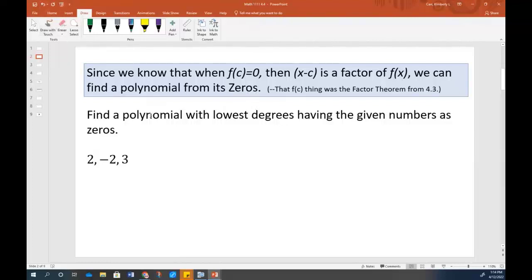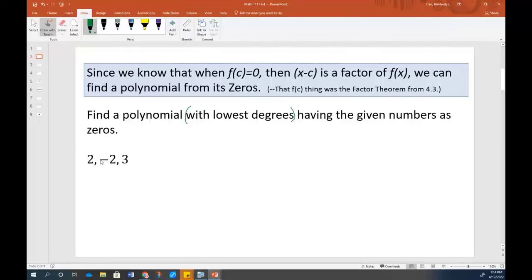One of the things you deal with is instructions that say find a polynomial with the lowest degree having the given numbers as zeros. Now don't worry about this idea that it says the lowest degree, because you're not going to accidentally find one with a higher degree unless you start throwing in some extra terms that you don't need. We don't tend to throw in extra work that we don't need.